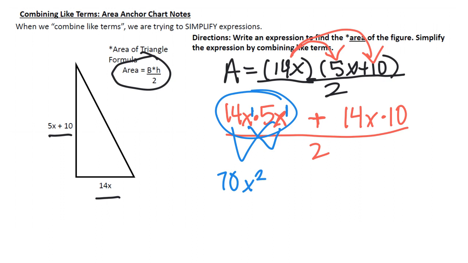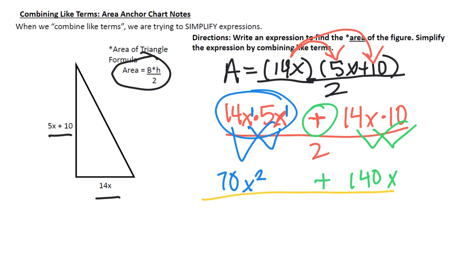Now I'm going to do the same thing over here with the 14x and the 10. So 14 times 10 gives me 140. This x is kind of a standalone, so I'm just going to bring that down. It was positive, so I'm going to bring that positive down. And then I'm also going to make sure that I put everything divided by 2.